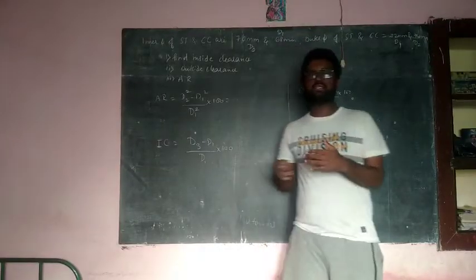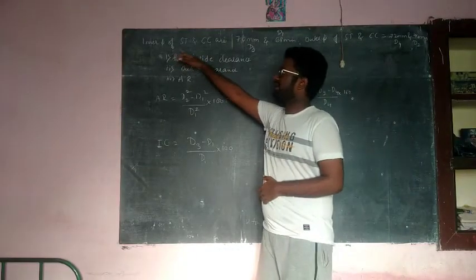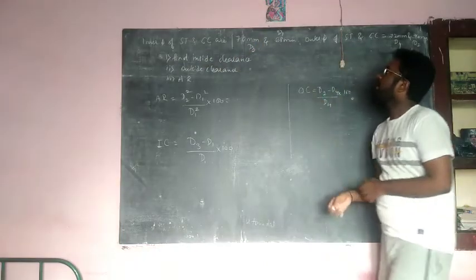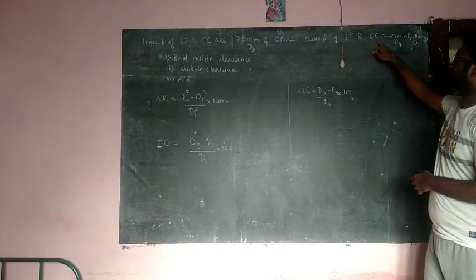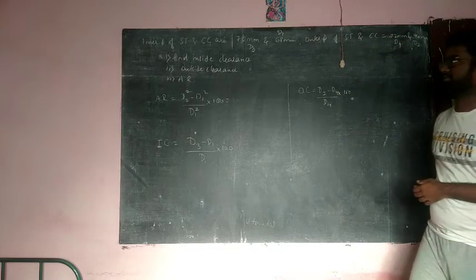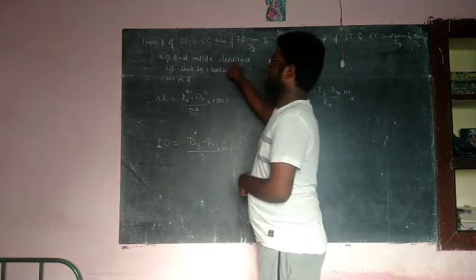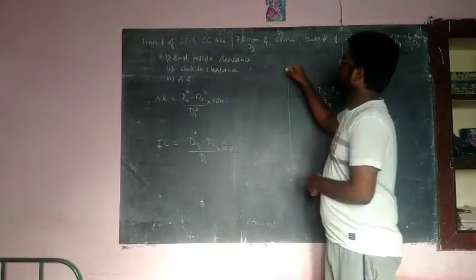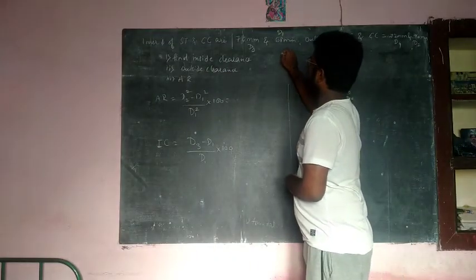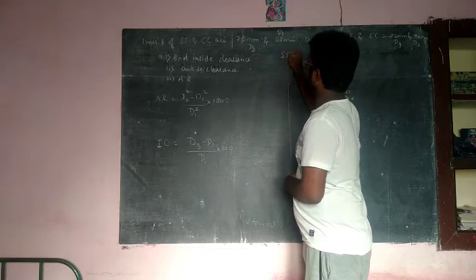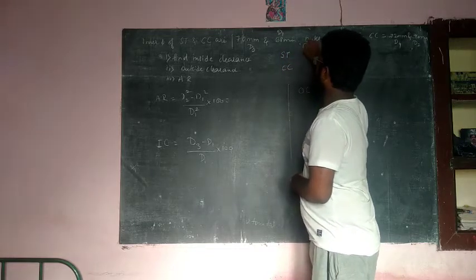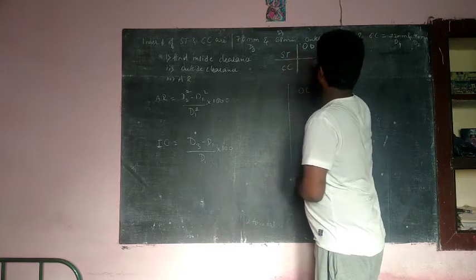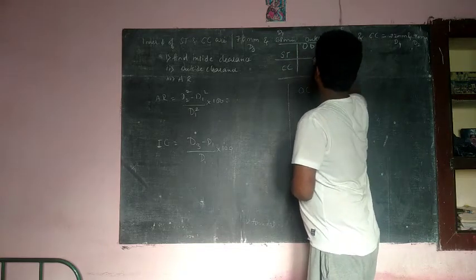So friends, let's solve the next problem. They have given the inner diameters of the Shelby tube and the core cutter as 70 and 68 mm, and the outer diameters of the Shelby tube and core cutter as 72 and 74 mm. They have asked us to calculate the inside clearance, outside clearance and area ratio. So let us write down the different values for this: Shelby tube, core cutter, outer dia, inner dia.